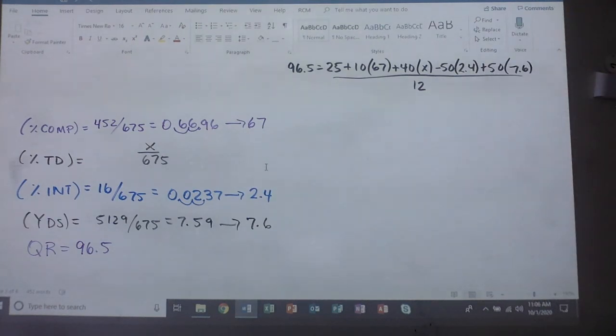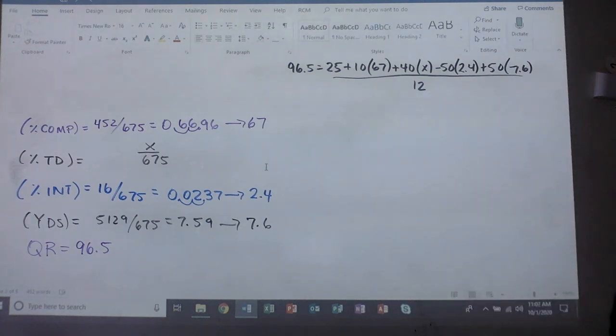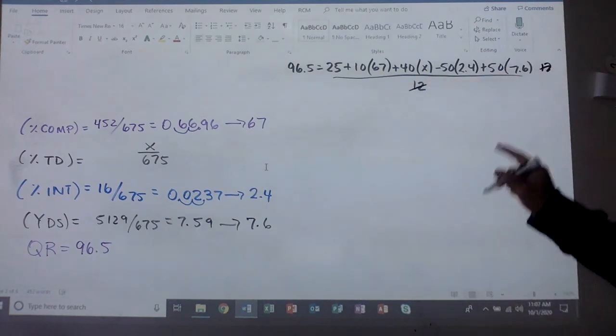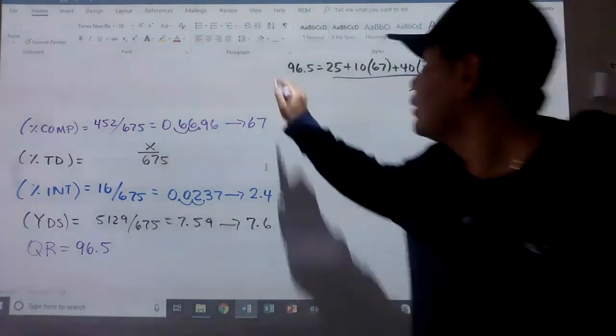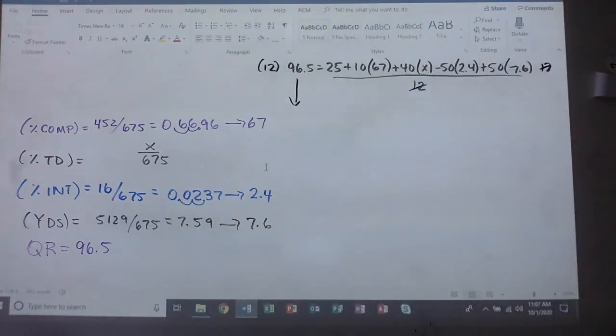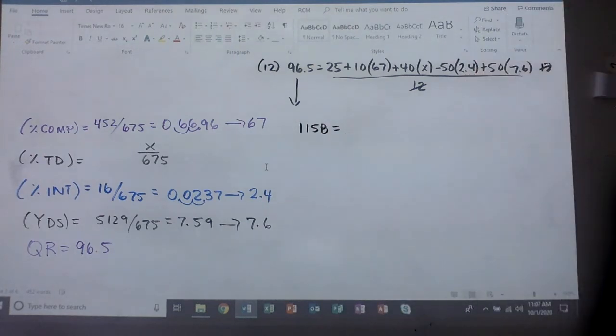If you saw my video on slugging average, I showed you how to get rid of these divisions. This 12 is a problem. I got to get rid of it first. This is division, opposite of division, multiplication. If I multiply it by itself, it will move. 12 cancels with 12, but whatever I do on one side, I got to do it on the other side. So 12 times 96.5, you just multiply it. And this is what I got. 1158.